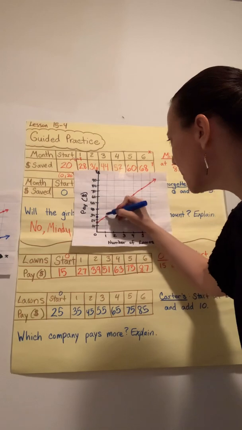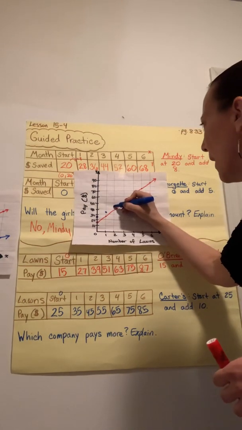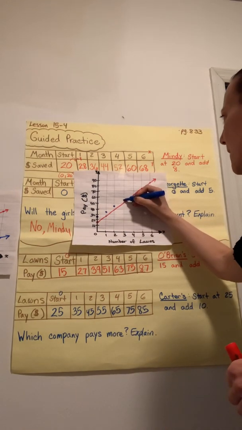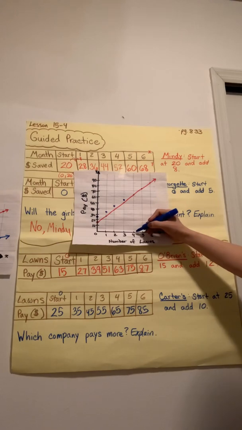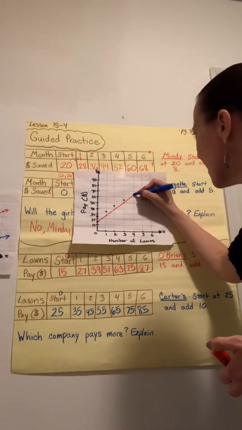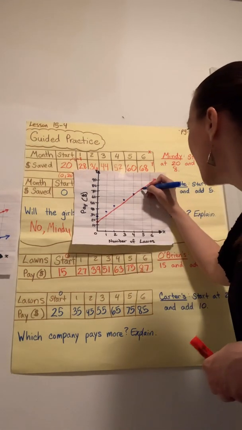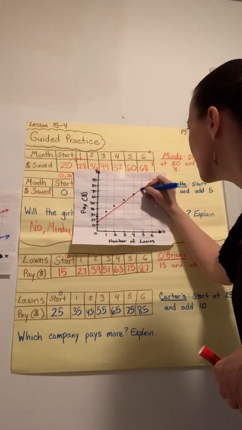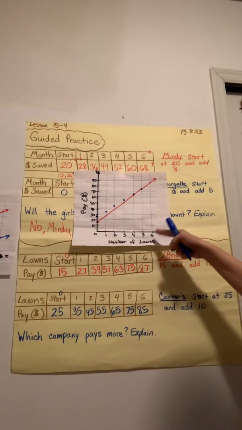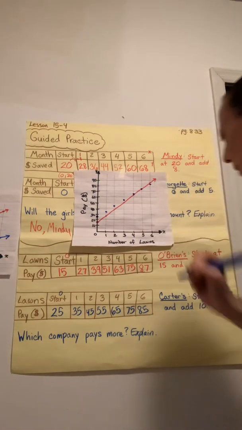So 1 goes up to 35, halfway between. 2 goes up to 45, between 40 and 50. 3 is halfway between 50 and 60 at 55. 4 goes up to 65, halfway to 70. Okay. 5 goes up to 75. Oh, there's already a dot there. I'm going to have to put it in the same place. And 6 goes up to 85, so halfway between 80 and 90 right there.